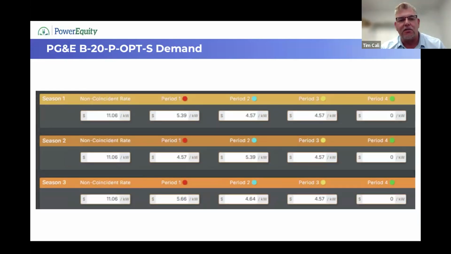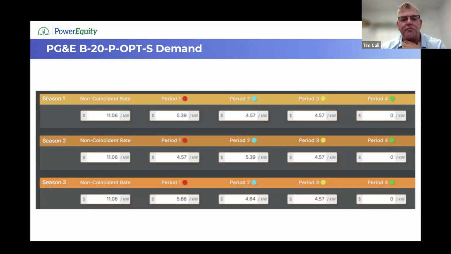Demand has crashed. $35 down to $11 on your non-coincidental, which is any time of the day, and then during your peak or off-peak periods, another $4, $5. So big difference. We dropped three quarters, 60% or so, in demand charges.